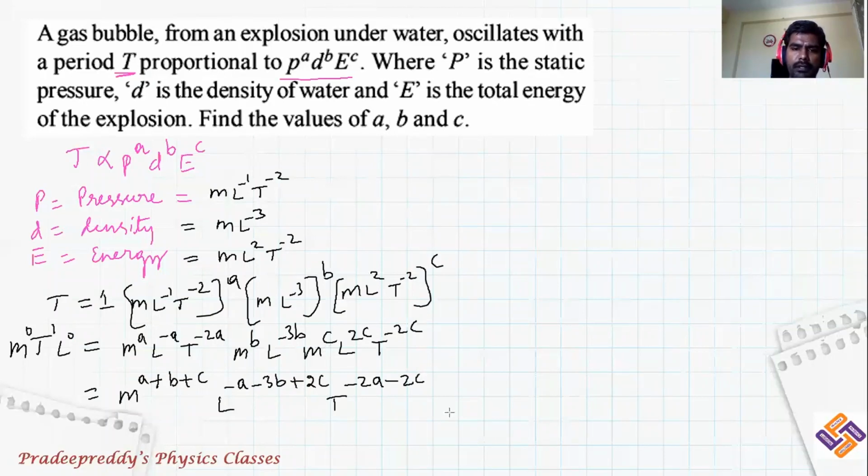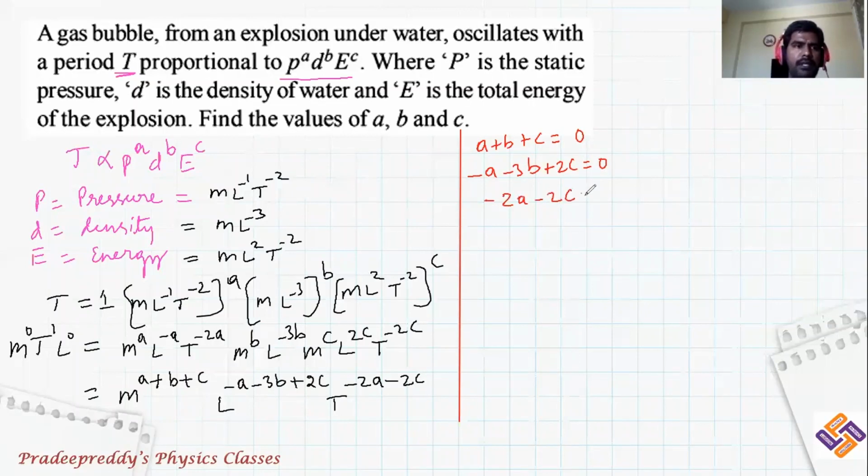Now from here you will just equate, bases are same, powers are equated. So I'll write A plus B plus C is equal to 0. Next L: minus A minus 3B plus 2C is equal to 0. Minus 2A minus 2C is equal to, for time, 1. From this I can take minus 2 common here. A plus C is equal to minus 1 by 2. A plus C value we have got.